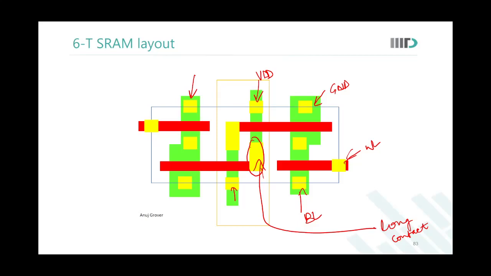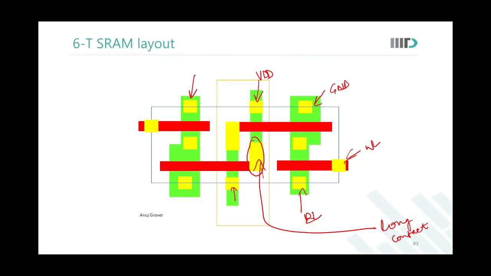We follow so many DRCs in memory. There is a DRC on contact area, so maybe the area one is being followed. Is there an area DRC on contact? No, sir. Distance between two contacts. There is a DRC of distance between two contacts.